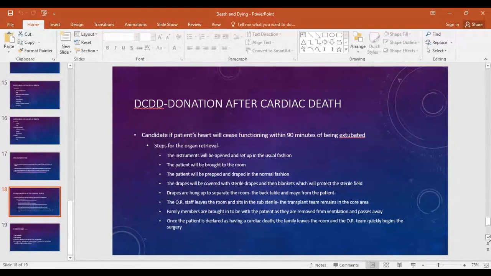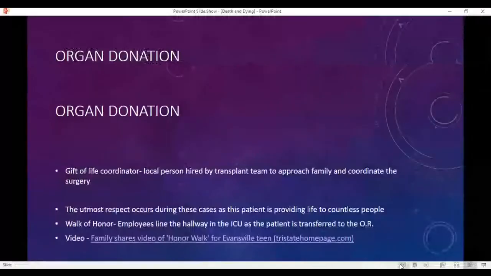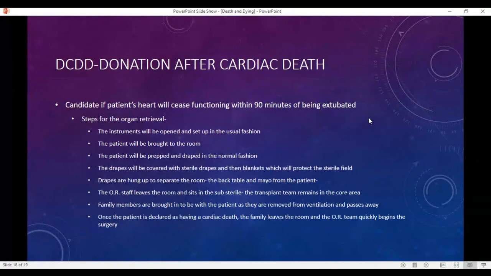So this is about the donation after cardiac death. This is the organ retrieval where the patient is brought to the OR. When they come in, the OR is entirely set up. So you as a scrub tech will have set up all your instruments, just as you would a regular surgery.